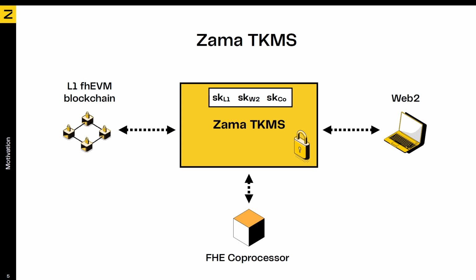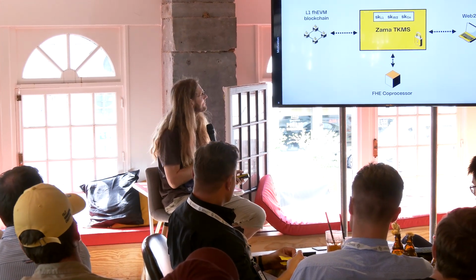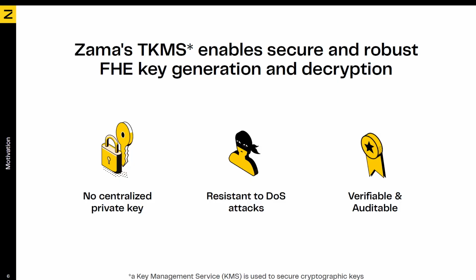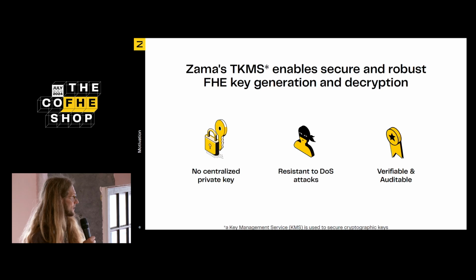This means that any L1 fhEVM, the coprocessor, which we're also introducing this week, or any Web 2 service that uses FHE to achieve a goal, can rely on the Zama TKMS to do the key management of the secret key. What we achieve with this broadly is a way of managing the private key without any centralization. We can construct this in a way that's resilient to denial of service attacks, and where we get verifiability and auditability of whatever actions get carried out using the keys.